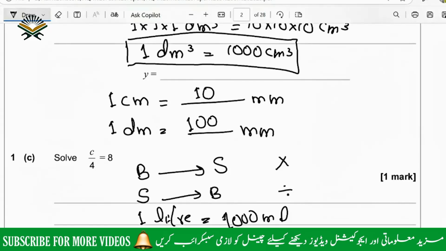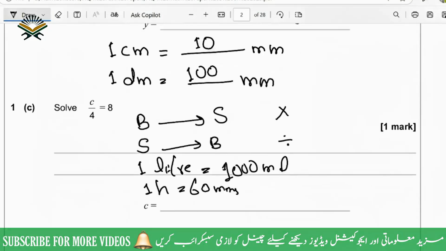Good. So okay, now I think you are good in unit conversion. Inshallah, you will manage questions related to unit conversion. Inshallah.